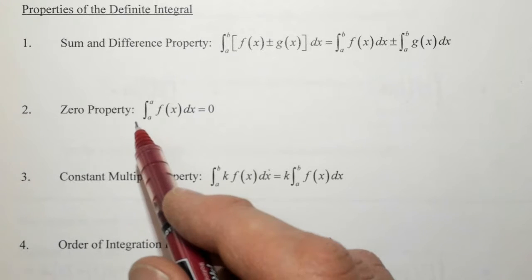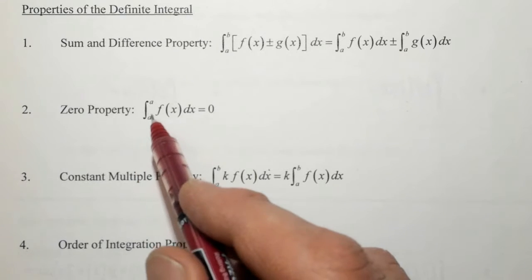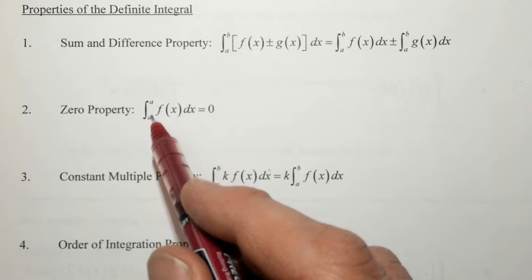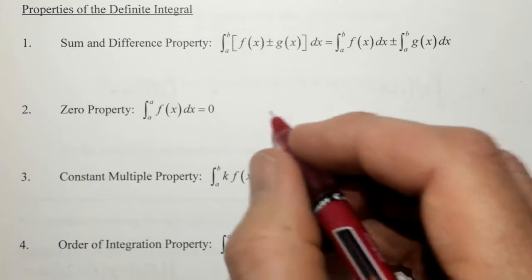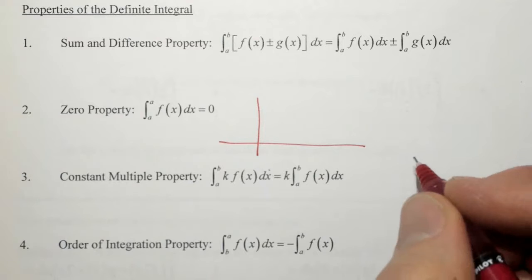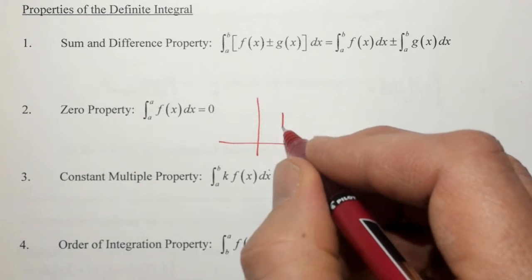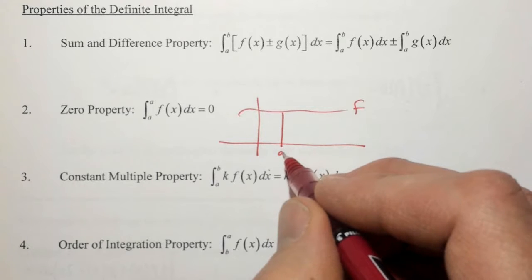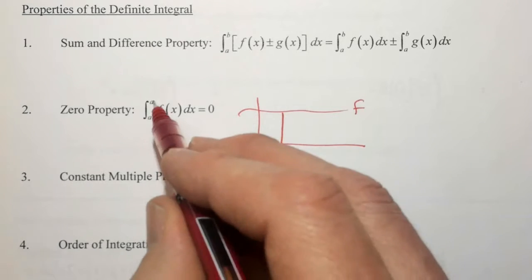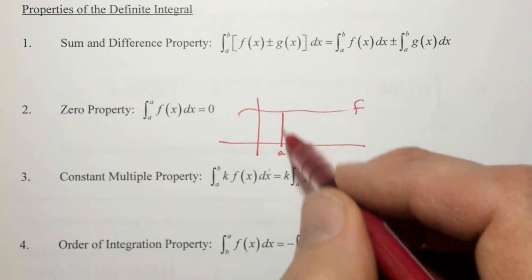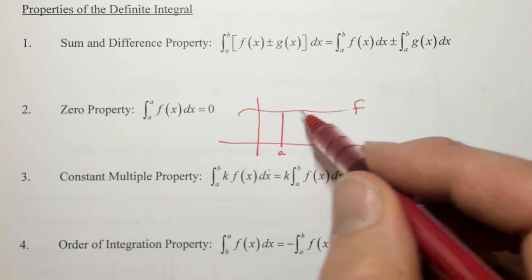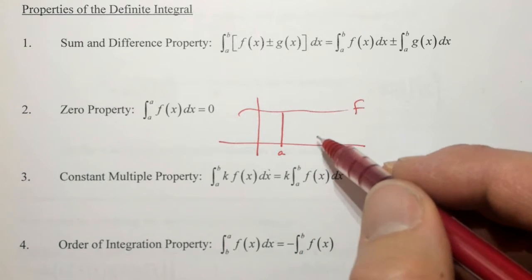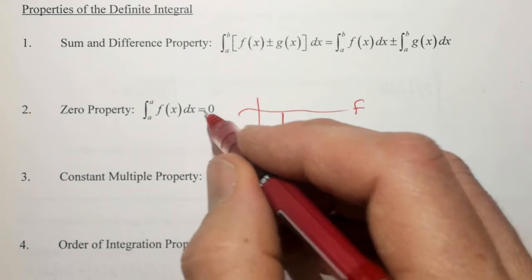The second property is what's known as the zero property, which basically says that if the bounds don't change, if the lower bound and the upper bound are one and the same, then here's the situation. We've got our function. Here's a. We're going to start calculating our area at a, and we're going to finish calculating our area at a. We have a one-dimensional region right here. There's not two dimensions. There's nothing for us to grab, so the area is going to be 0.